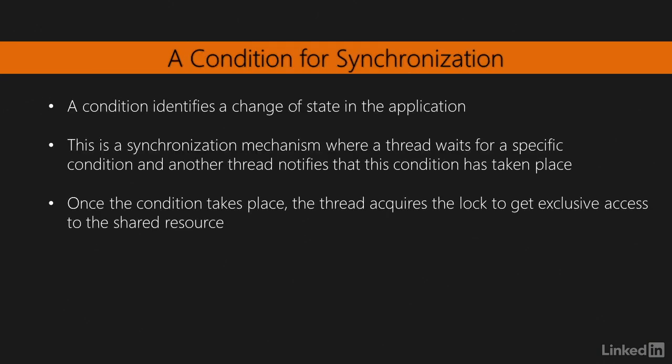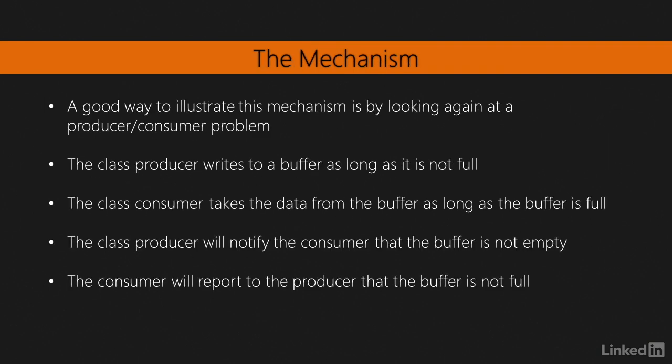A condition identifies a change of state in the application. This is a synchronization mechanism where a thread waits for a specific condition and another thread notifies that this condition has taken place. Once the condition takes place, the thread acquires the lock to get exclusive access to the shared resource. A good way to illustrate this mechanism is by looking again at a producer-consumer problem.